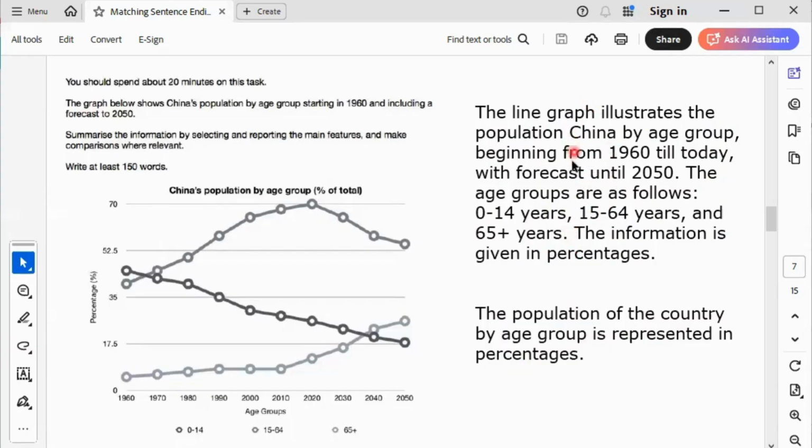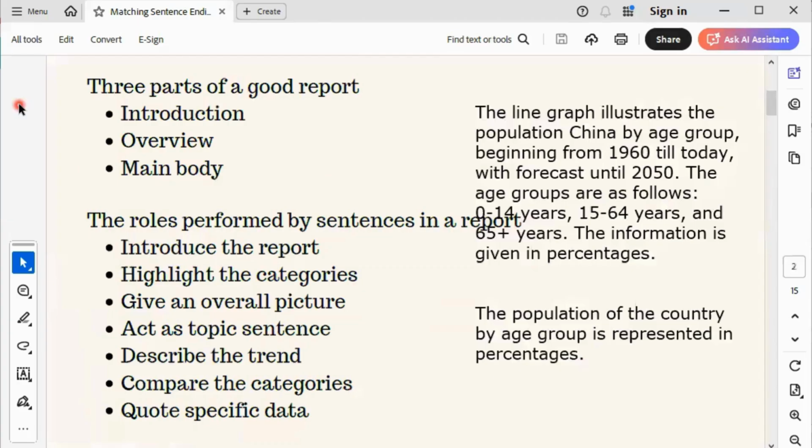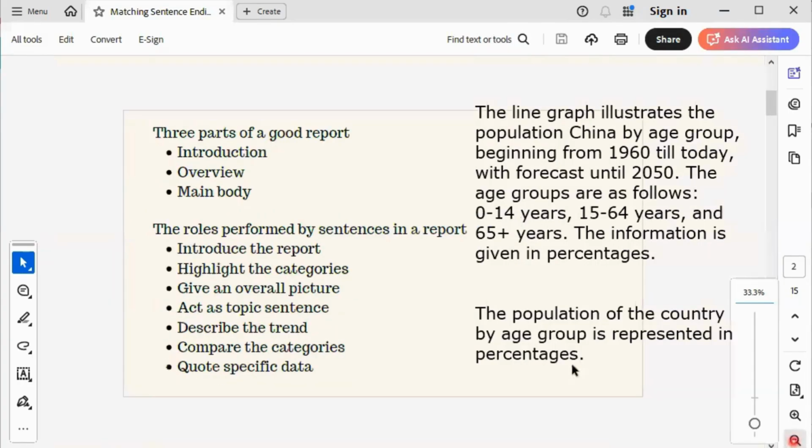In this introduction, you can see that I have highlighted two types of sentences. I have one sentence at the beginning that introduces the report, and then I have a sentence that highlights the categories: the age groups are as follows. These are the types of sentences that we should see, the things that sentences should do in your report. Very, very important. Hope you get my point.